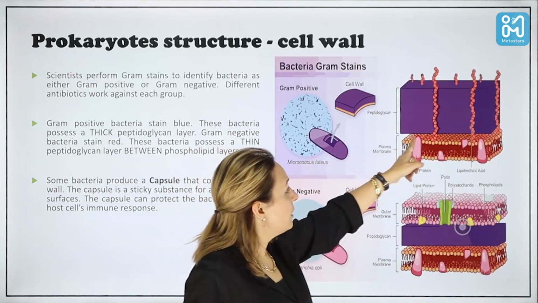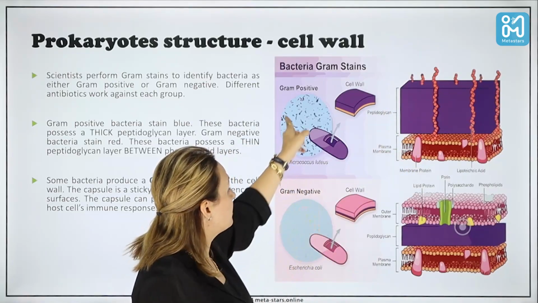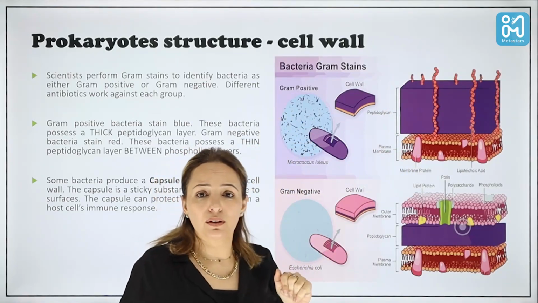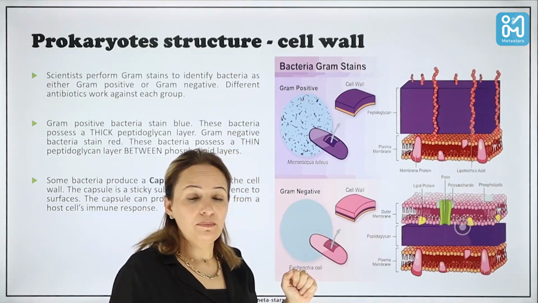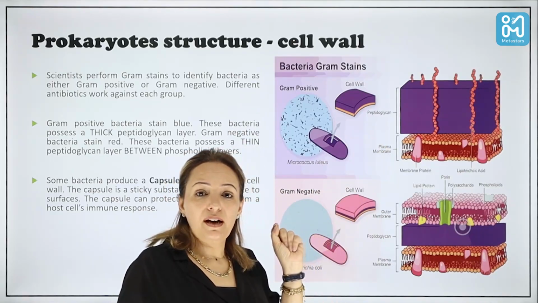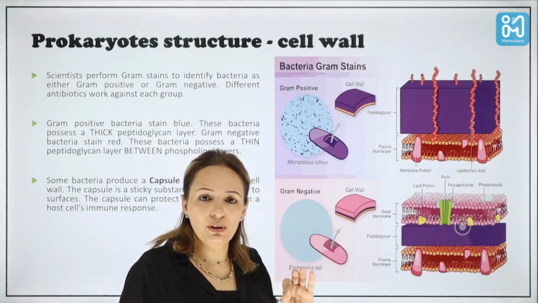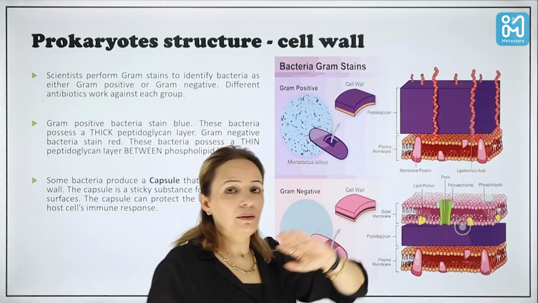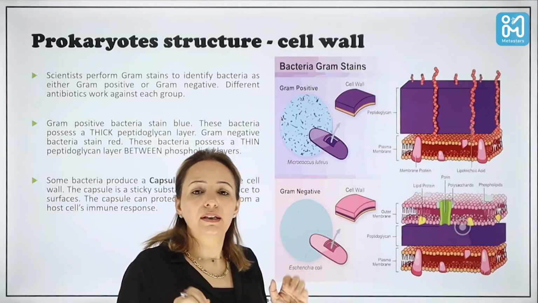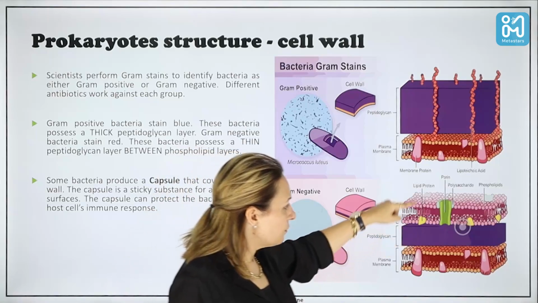So gram-positive bacteria means that it has a thick layer of peptidoglycan, and the color that it shows is basically the blue color, which is the color of the stain. Now, this makes the gram-positive bacteria suitable for certain types of antibiotics that can break down the peptidoglycan and easily kill the bacteria.